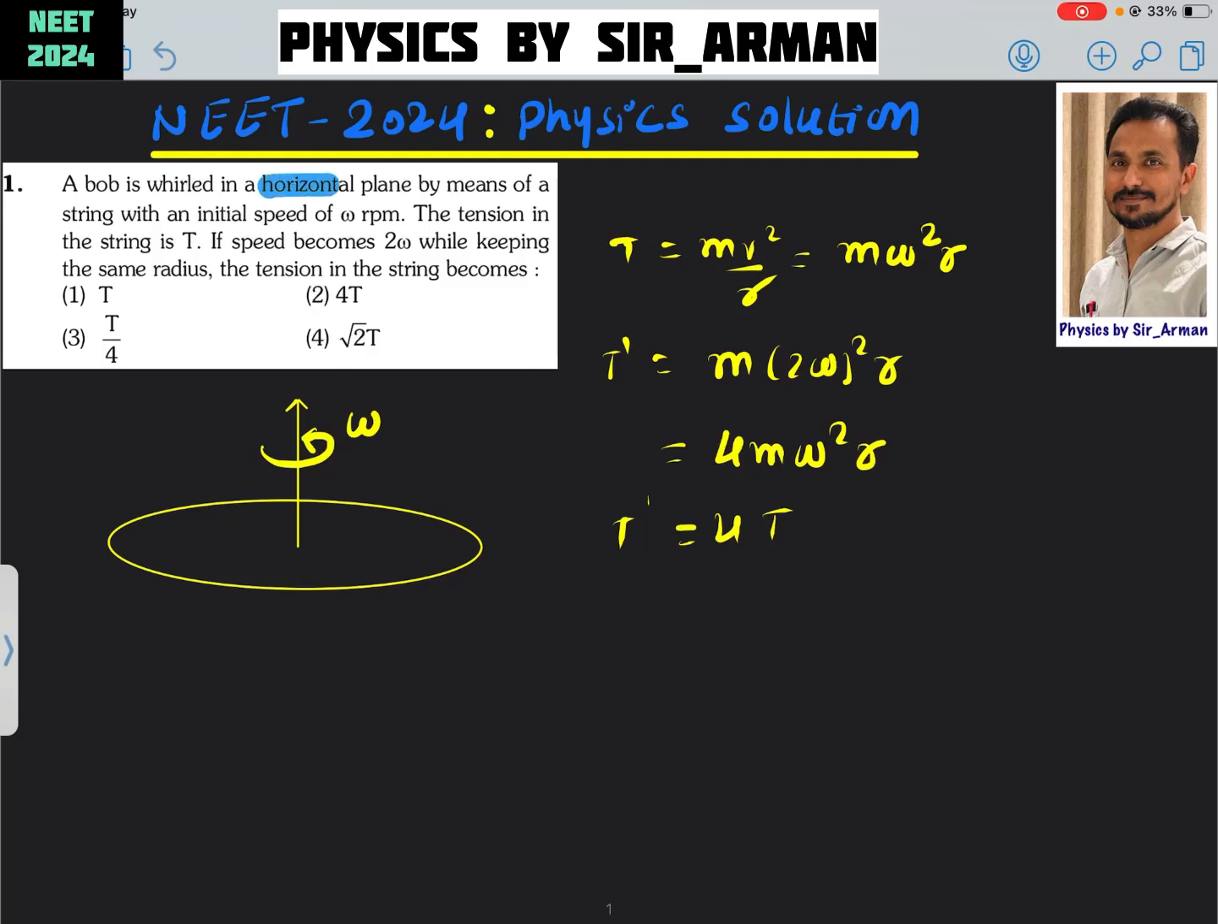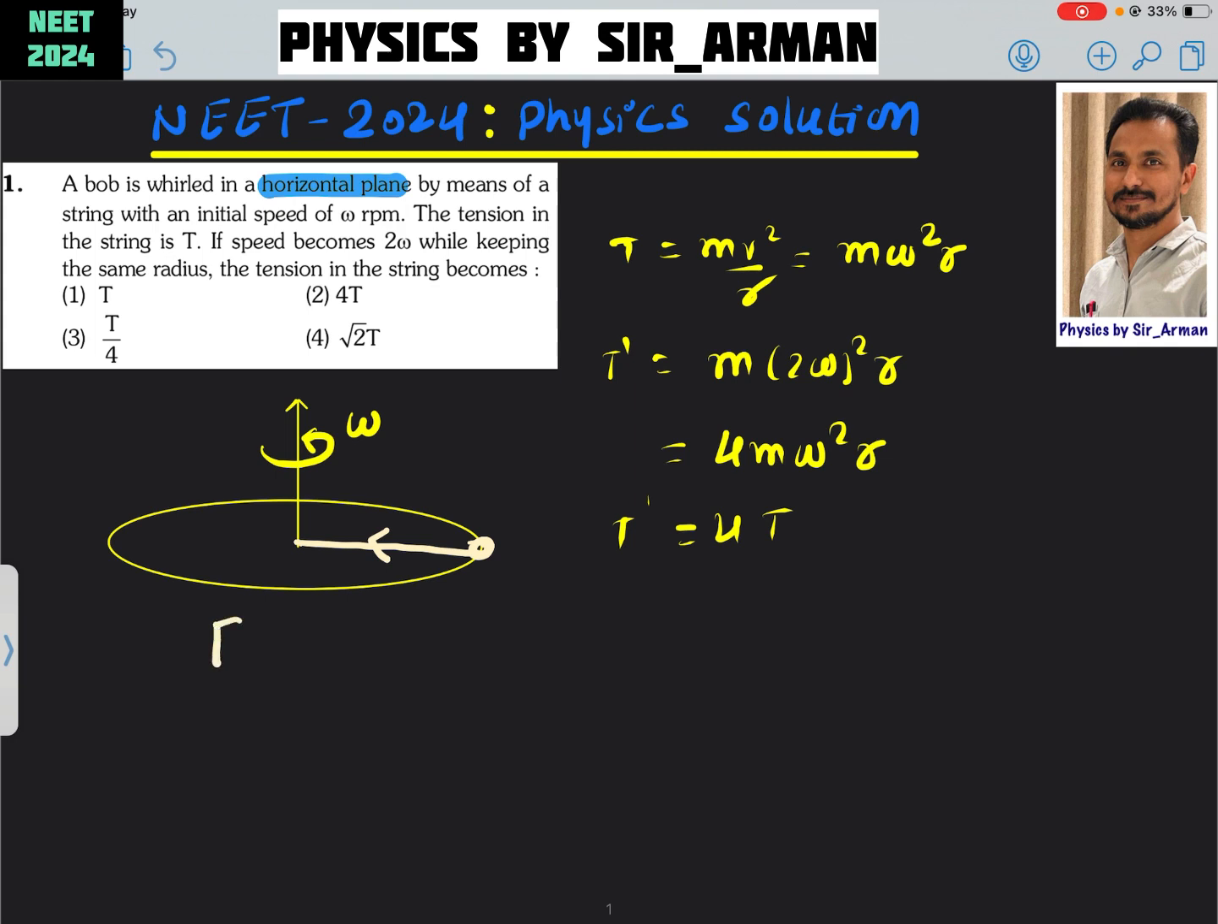A bob is whirled in a horizontal plane, which is given here. So let us assume I have one object which is tied with a string and is moving in a circular motion. The string provides the necessary force to move in the circle, and that force is the centripetal force, which is balanced by the tension.